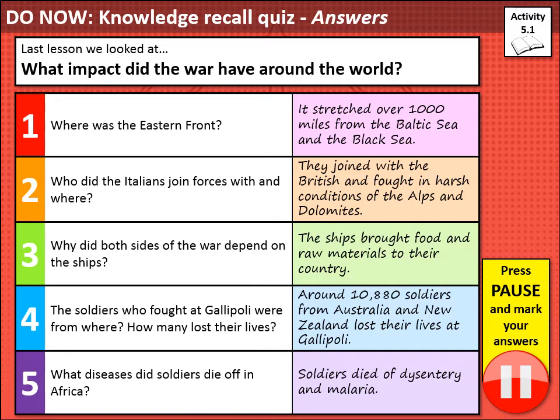The soldiers who fought at Gallipoli were from where and how many lost their lives? There were around 10,880 soldiers from Australia and New Zealand that lost their lives. The soldiers in Africa died of dysentery and malaria. So if you want to pause the video now to mark your answers and give yourself a score out of 5.